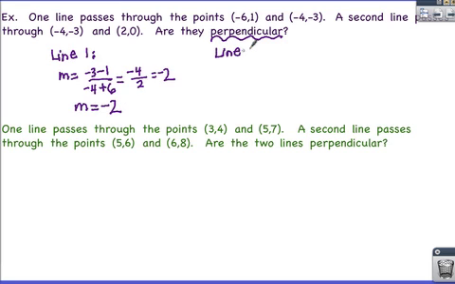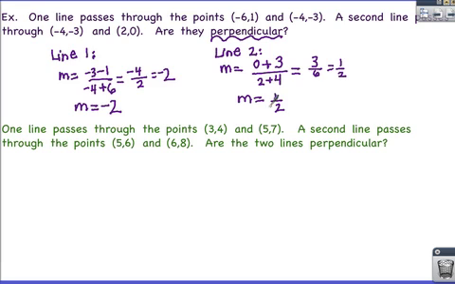Now let's figure out the slope of line number 2. m equals 0 minus -3, which would be 0 plus 3, over 2 minus -4, which is 2 plus 4. This equals 3/6, or 1/2. So the slope of line 2 is 1/2.